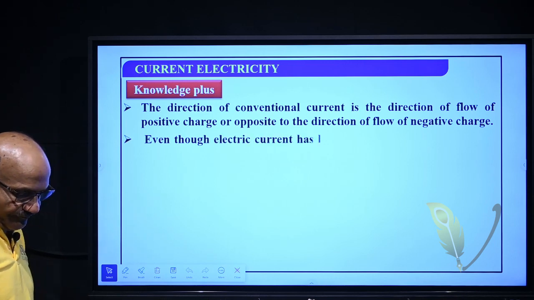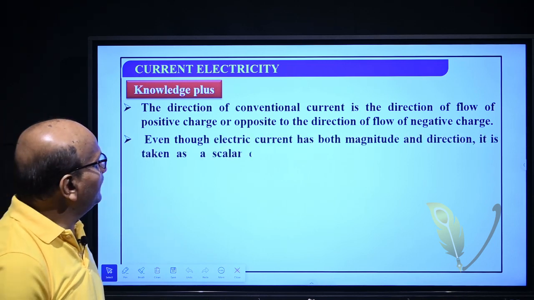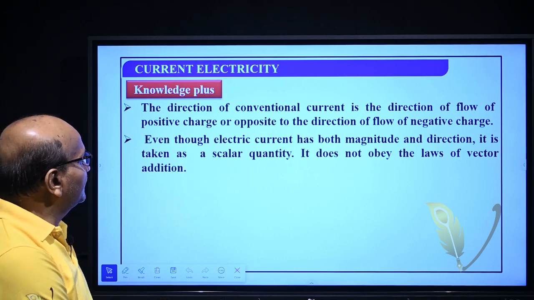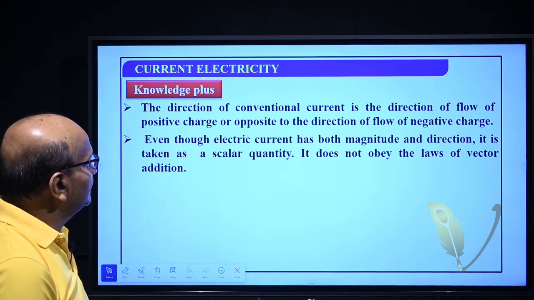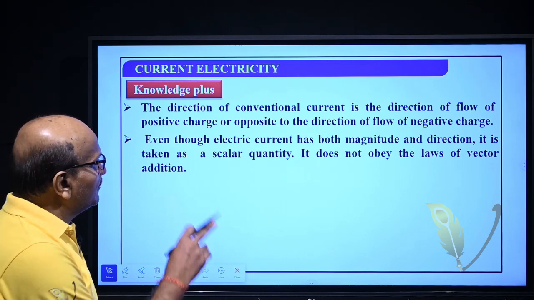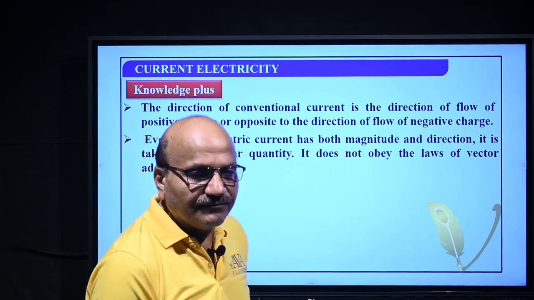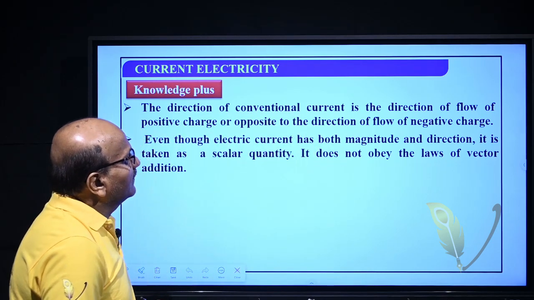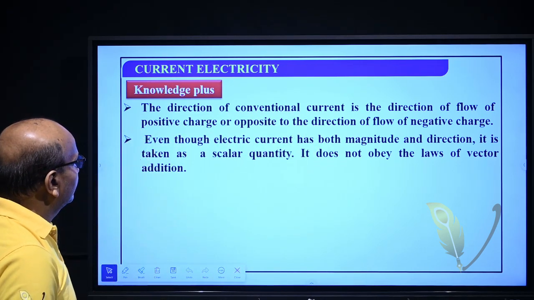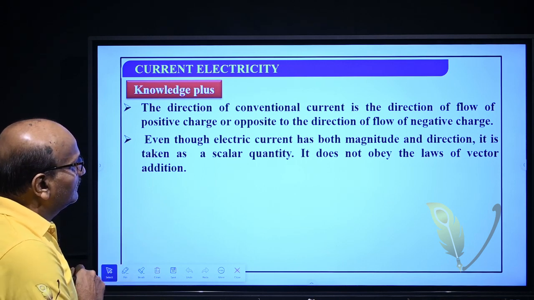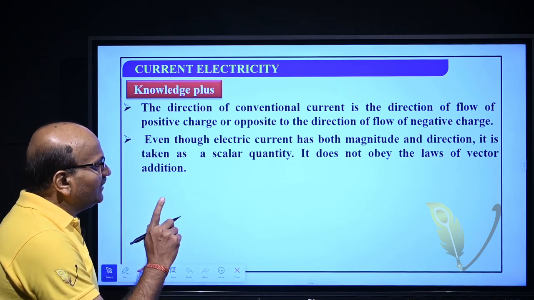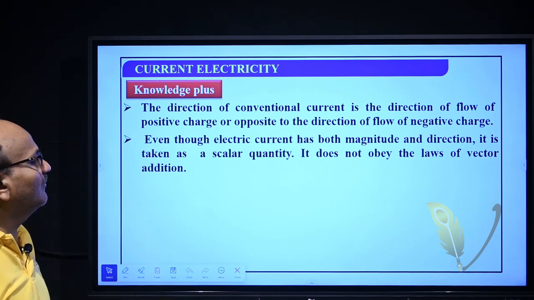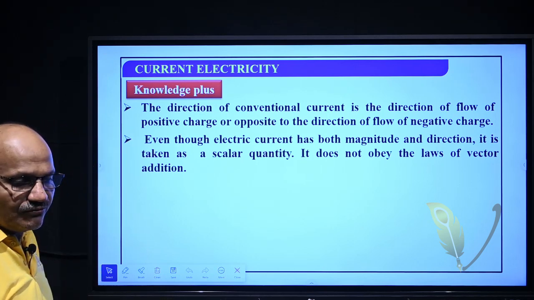So the current always flows along the direction of flow of a positive charge or opposite to the direction of flow of electrons. That is why it is called conventional current. Even though electric current has both magnitude and direction, it is taken as a scalar quantity because it does not obey the law of vector addition. I already told you.